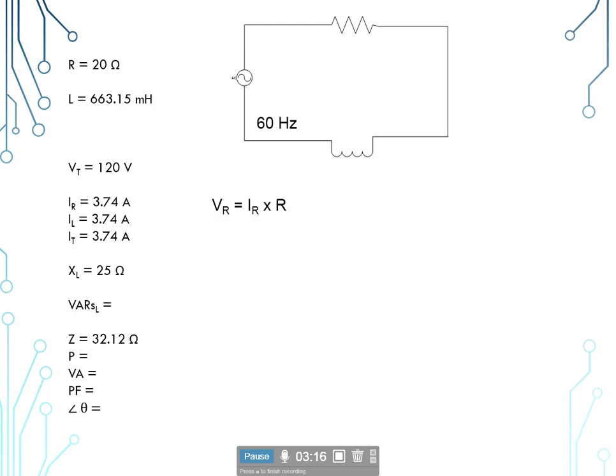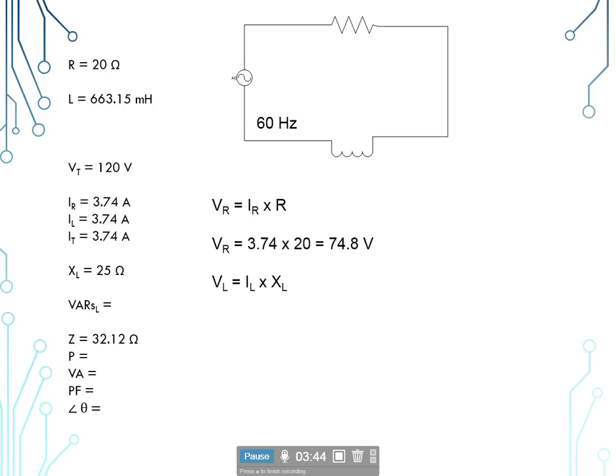Now we're going to be looking for our voltage drops. Our voltage drop at a resistor will get a little specific. It is Ohm's law. So our voltage at the resistor is equal to the current at the resistor times the resistance of the resistor. So we have a current of 3.74 times a resistance of 20, which will give us a 74.8 volt drop at our resistor.